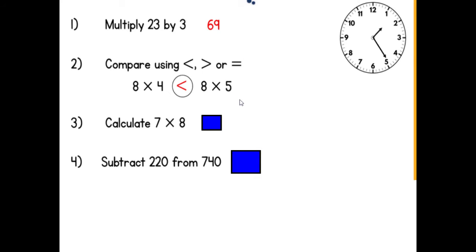So 8 times 5 is more than or greater than 8 times 4, so the crocodile needs to be eating that bigger one. Calculate 7 times 8, so it is 56, and then subtract 220 from 740, so do some column subtraction for this one, and you should get 520. And our clock over in the corner here shows that it is 25 past 1, or 1:25.